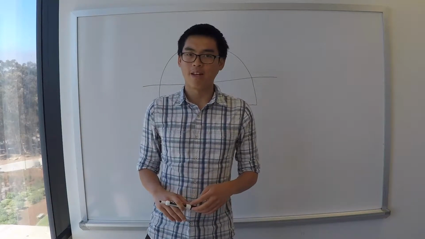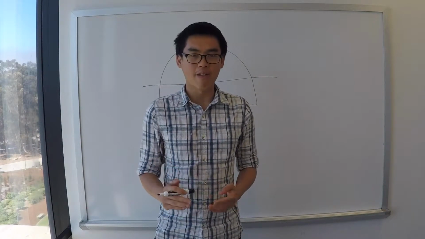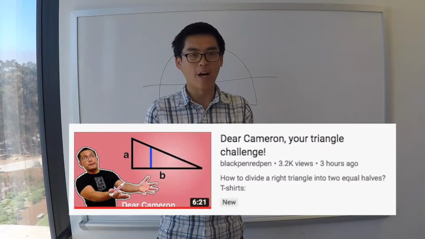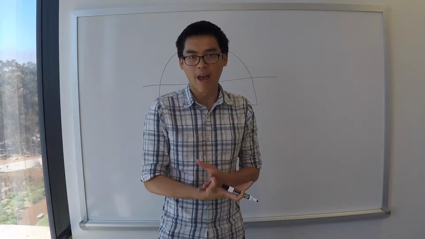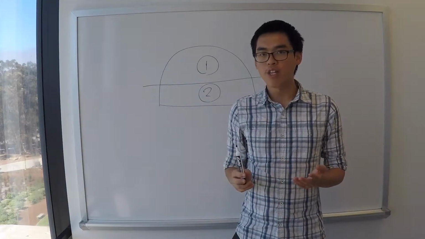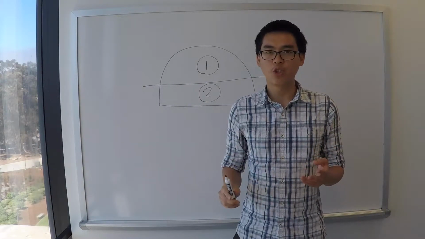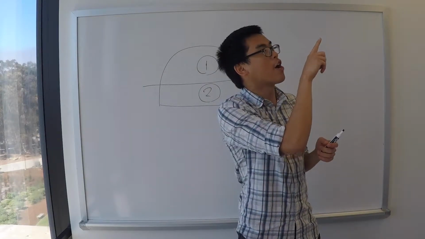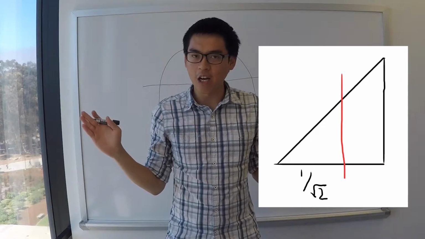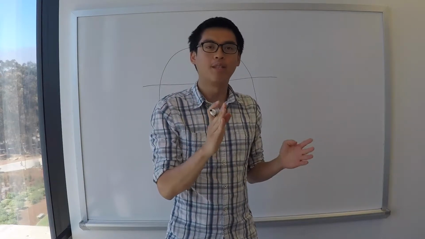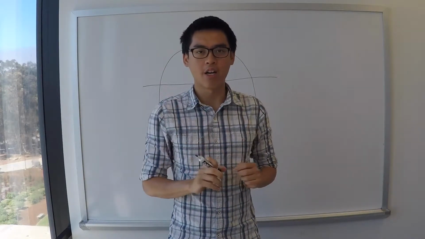So blackpenredpen, which is an amazing mathematics YouTuber, just posted a video on how to cut a triangle in half so that the areas of the two parts are the same. If you haven't watched this video yet, I think you definitely should, and I'll add a card that you can click right here. But in short, the answer is you cut about 1 over root 2 from the tip so that the areas are the same.